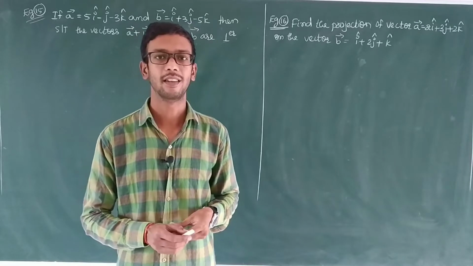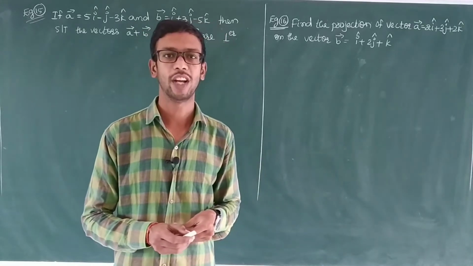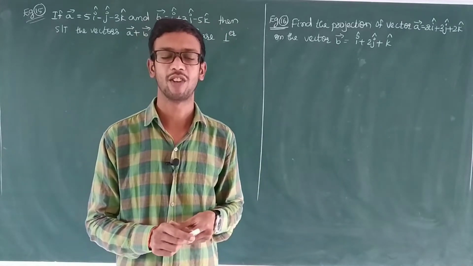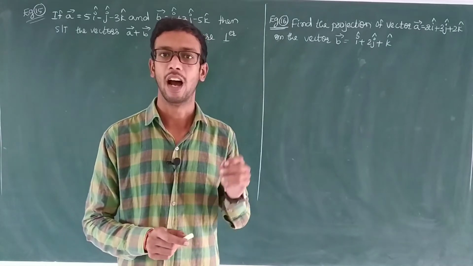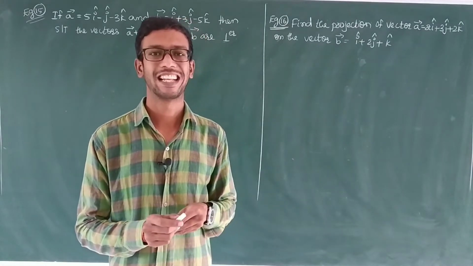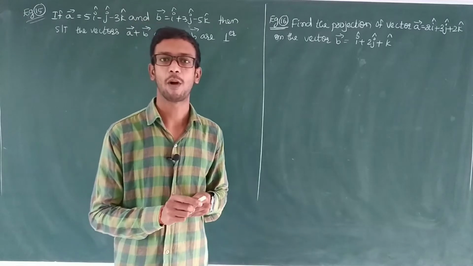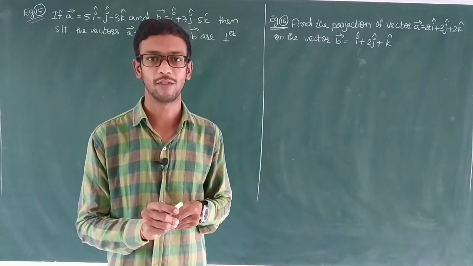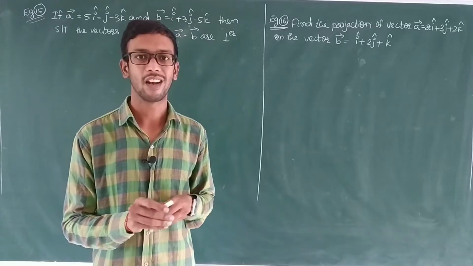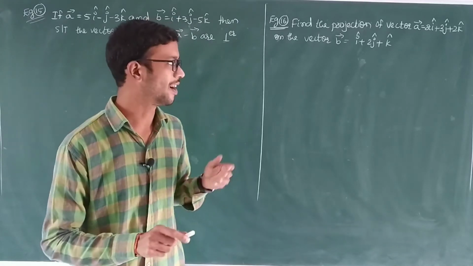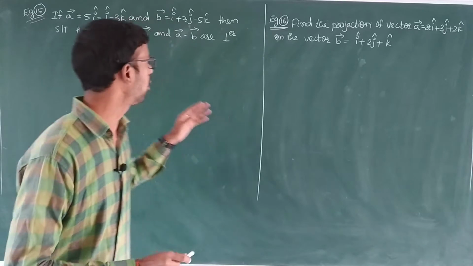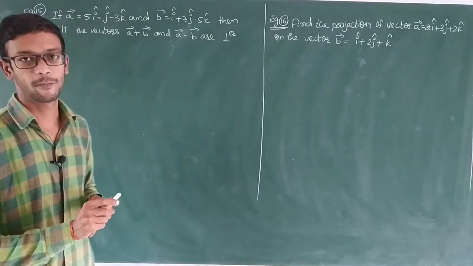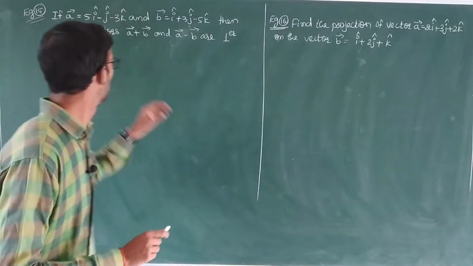In the previous class, we discussed the projection of vectors, projection of a vector on a line, and the scalar product of two vectors, and some example problems also. Now in this class, we will continue with the examples. Example problem number 15.